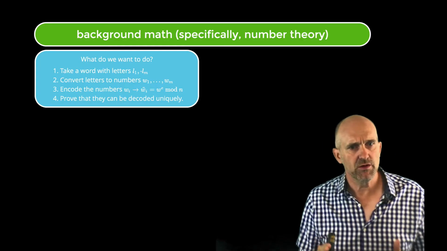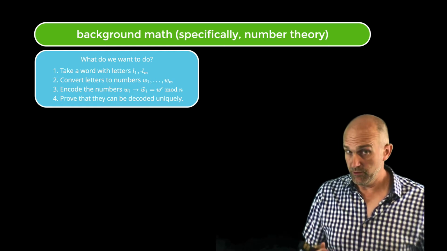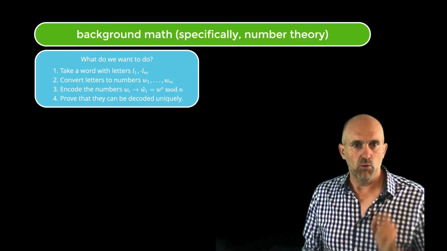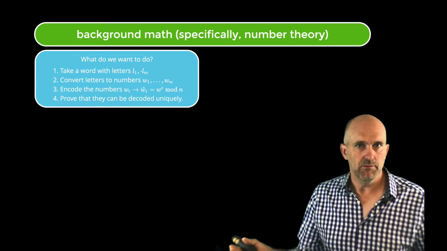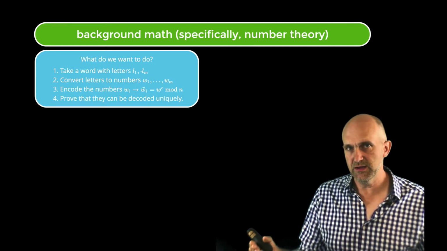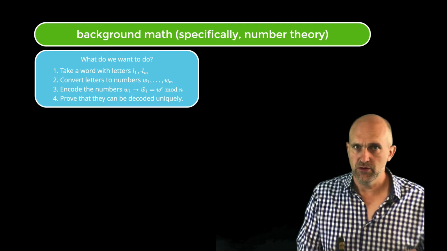Now, what is it that we want to do? What we want to do is take a word which has letters. Okay, so this word has letters from 1 to some number m, right? The way it's normally done is you take whatever text you want to encode and usually chop it into small segments.